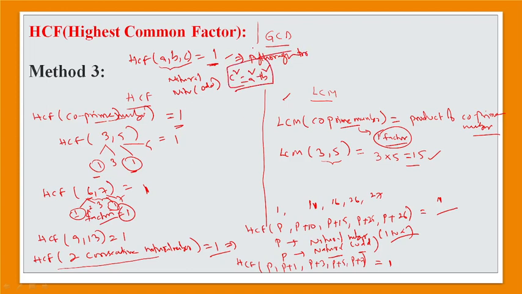But this is not used yet. But for the ideal case, we are saying: the thing you need to remember is that the HCF of two co-prime numbers will always be equal to 1. So this is about method 3 here.